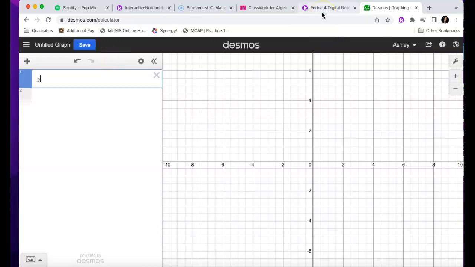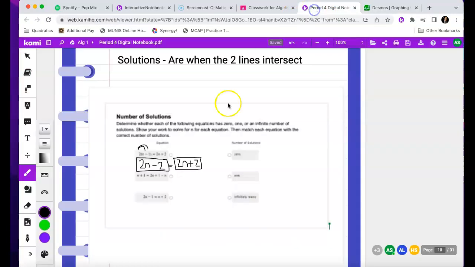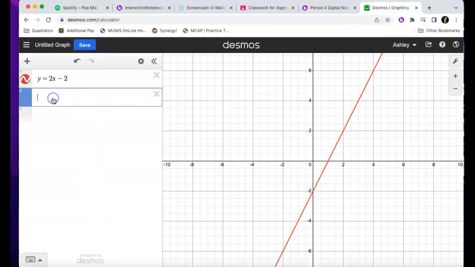So I'm going to type in y equals 2x minus 2. That was 2x minus 2 from the left side of the equation. Now I'm going to type in 2x plus 2 for the right side of the equation. And notice anytime we type it into Desmos, we always type in y equals in front of it. So it looks like this.